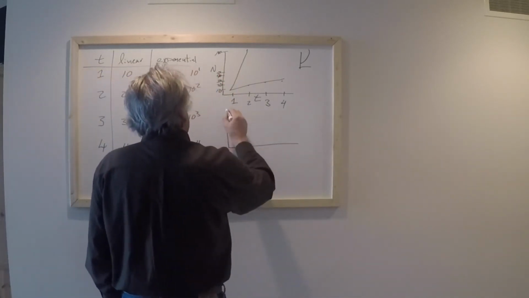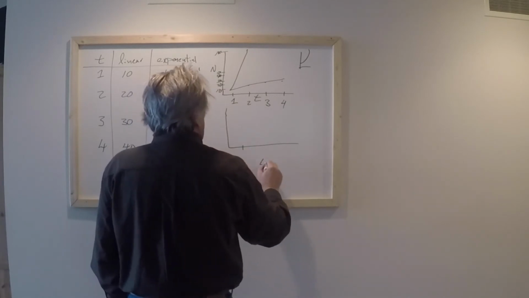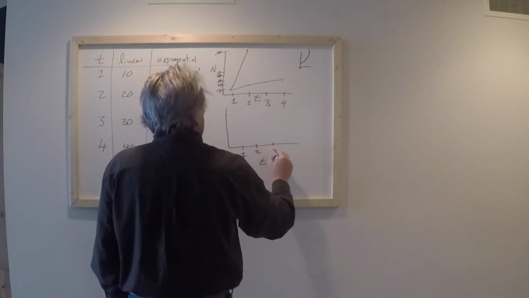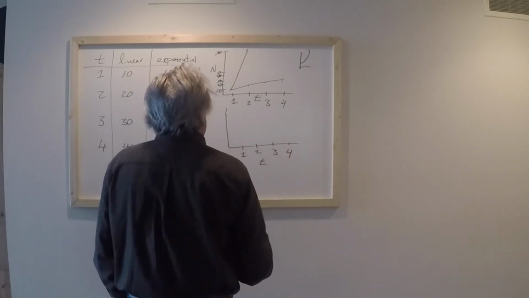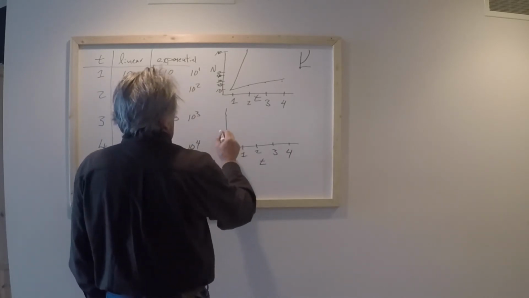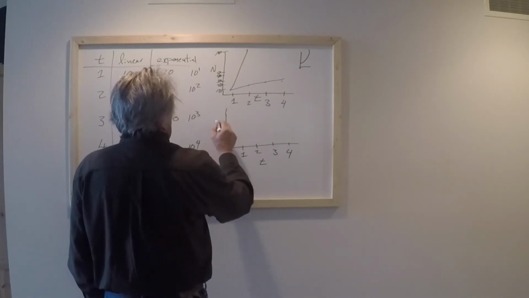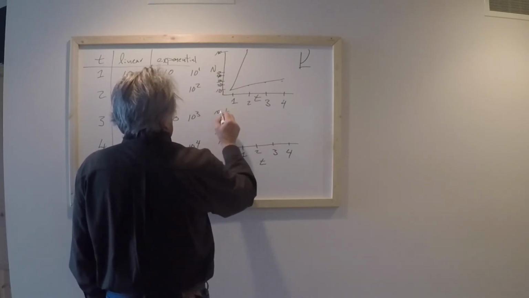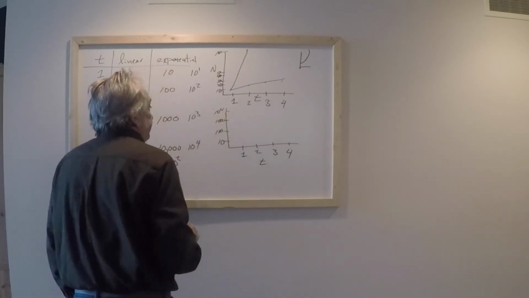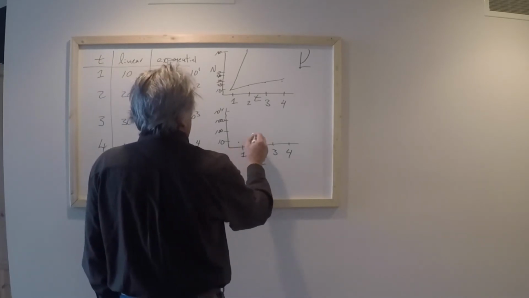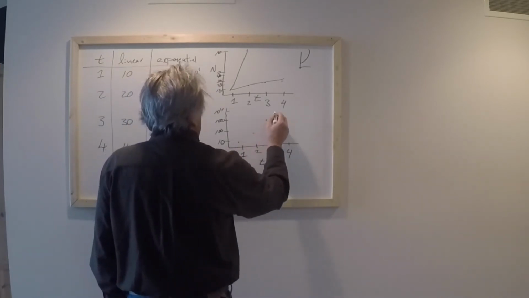is to make another plot where we have time along this. Then we have 1, 2, 3, 4. Then we can have 10, 100, 1,000, and 10 to the 4th. And when we do this, we again get our straight line.